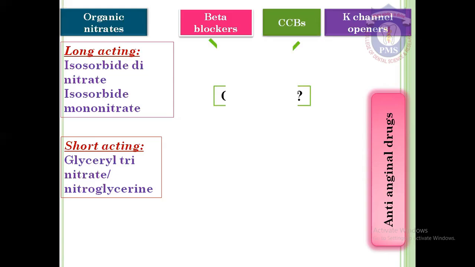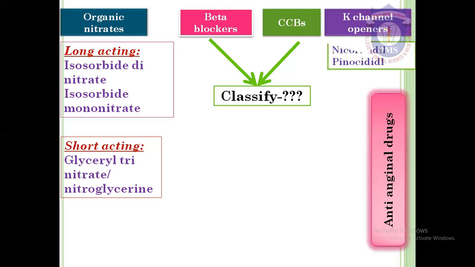Another group is beta blockers. Beta blockers can be selective agents, non-selective agents, and mixed blockers. The calcium channel blockers can be dihydropyridine derivatives and non-dihydropyridine derivatives. The potassium channel openers include nicorandil and pinacidil.